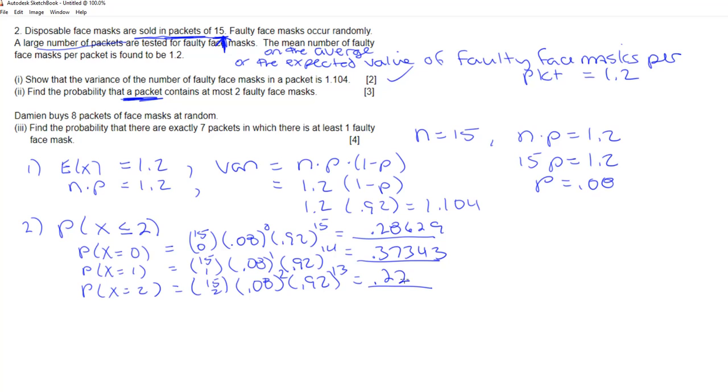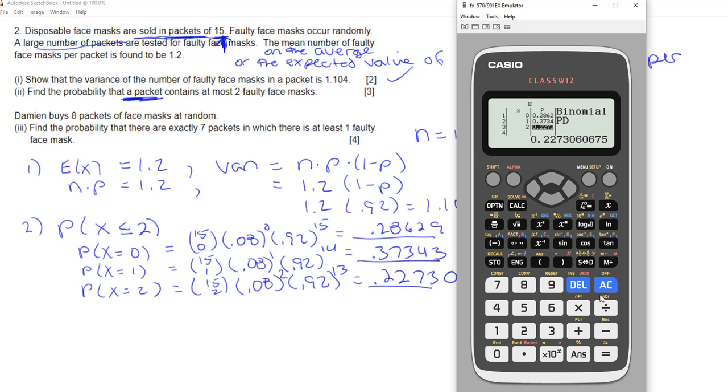Now, it's not a big deal, but you also have the capability, if you use the calculator, if I use this binomial CD, it'll tell me everything down below a certain number. And so you'll notice how I get 0.87.